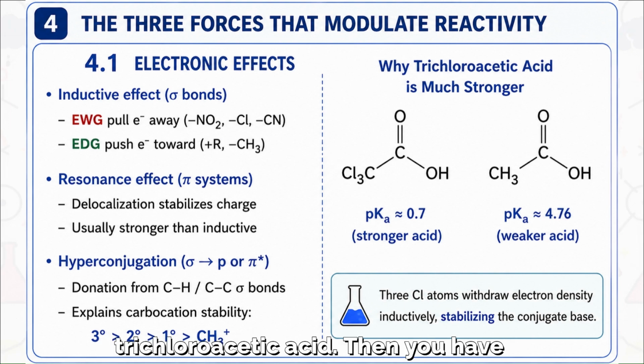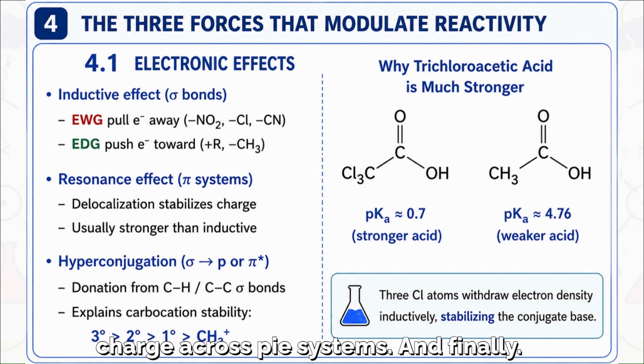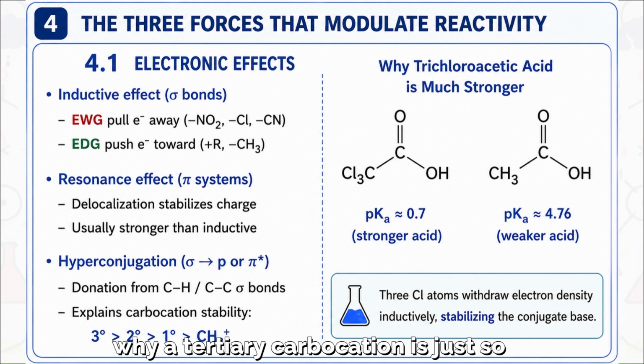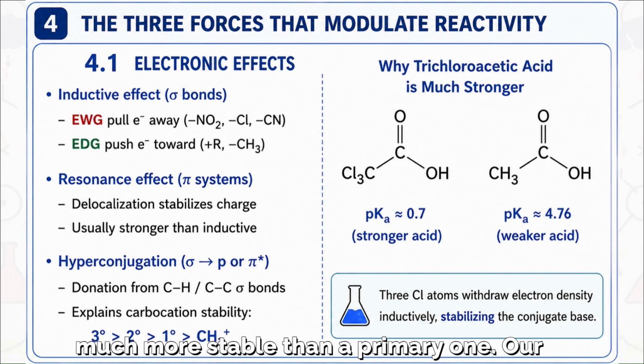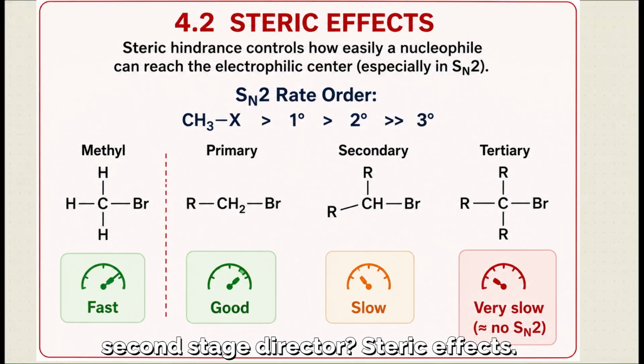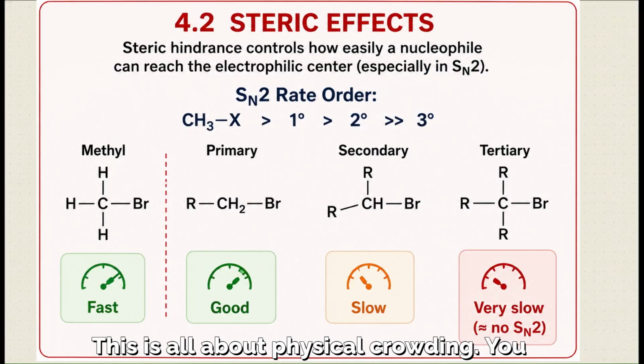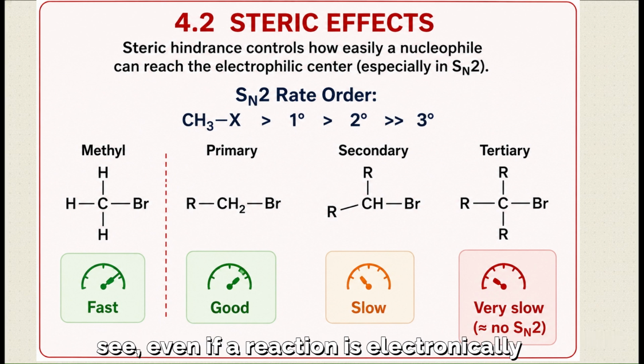Then you have resonance, which seamlessly spreads charge across pi systems. And finally, hyperconjugation. This perfectly explains why a tertiary carbocation is just so much more stable than a primary one. Our second stage director, steric effects. This is all about physical crowding.